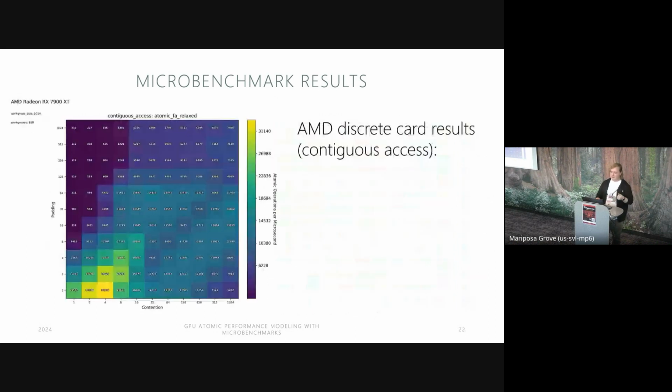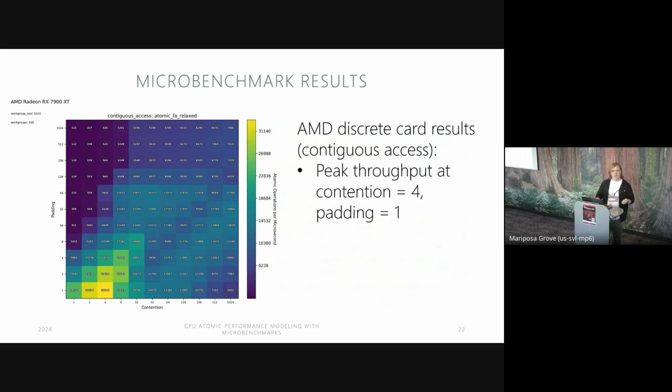Another case study, AMD discrete card results. This is an AMD RX 7900 XT, which is an RDNA 3 device. It's Navi 31, I think. It gives us peak throughput at contention 4 and padding 1, which is an interesting number because what do you do with this? You've got 4 threads accessing the same location, and there's no padding between them, and this gives us throughput of a little around 33,000.